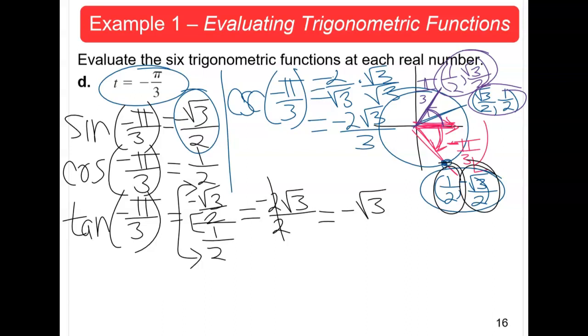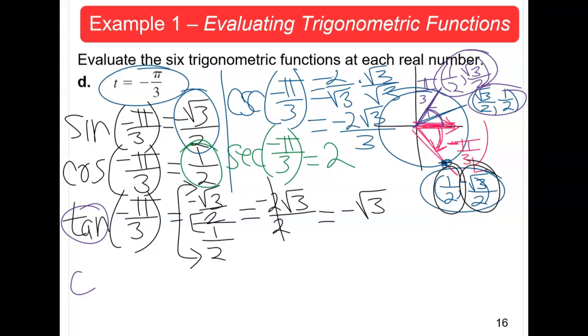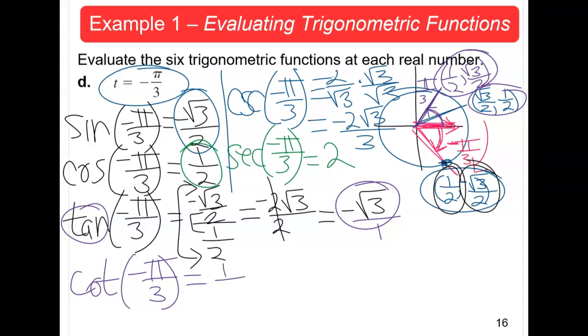Now let's work with secant, reciprocal of this one here, of cosine. So secant of negative pi over 3 will be equal to the reciprocal of 1/2, so that is equal to 2. And then finally, we have the reciprocal of tangent, which will be cotangent of negative pi over 3. So it will be the reciprocal of this number, and imagine it does have a 1 for denominator. So if we flip those numbers, it will be 1 or negative 1 over the square root of 3.